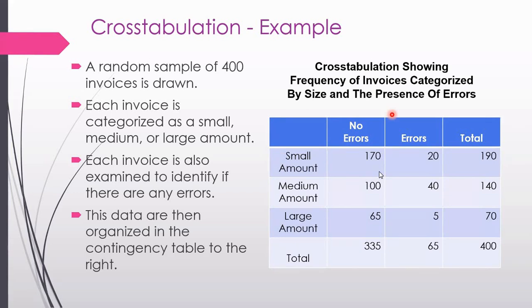How are you saying that it is a ratio? It's a qualitative variable. Right? It is a discrete variable. Here, no errors. And if there are errors, yes. Then how are you saying that it is a ratio?